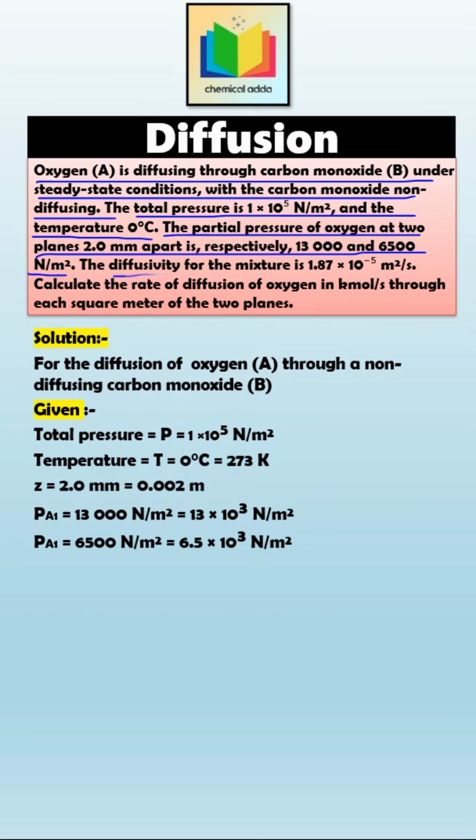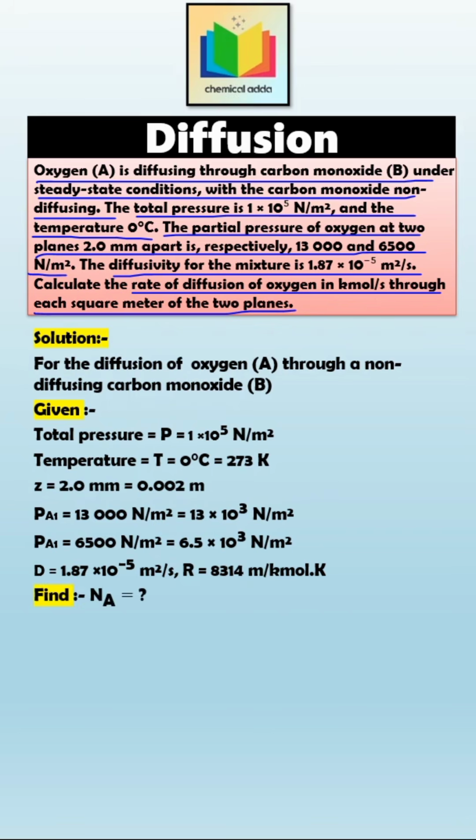Then we have given the diffusivity for the mixture is 1.87 into 10 raised to minus 5 meters square per second. Which means that D is equal to 1.87 into 10 raised to the minus 5 meters square per second. Then we have to calculate the rate of diffusion of oxygen in kilomole per second through each square meter of the two planes. Which means that we have to calculate Na.